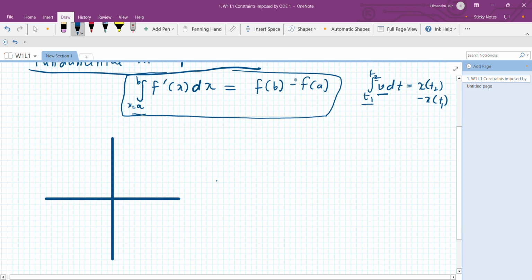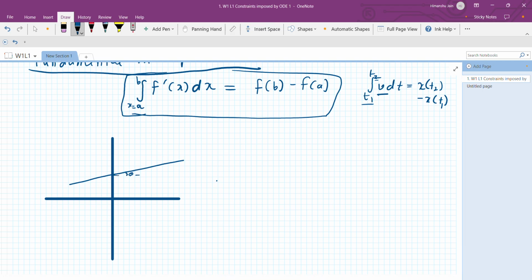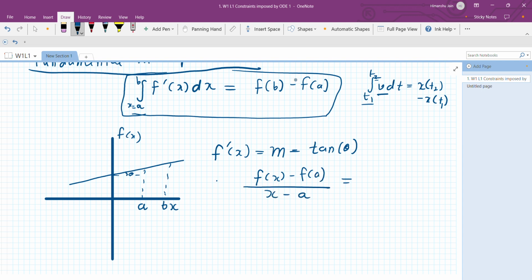Suppose we have a linear function. In a linear function, the slope, the derivative of the function, is constant everywhere. We can write f'(x) as some constant m, which is given as tan theta, basically the slope of the function, which is constant across all the points. Suppose this is the point A and this is the point B. Then we know from straight line algebra that the slope of the function is exactly the change in the function from a to x divided by the change in the interval.